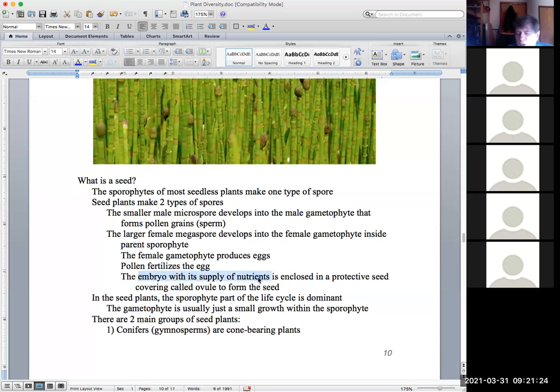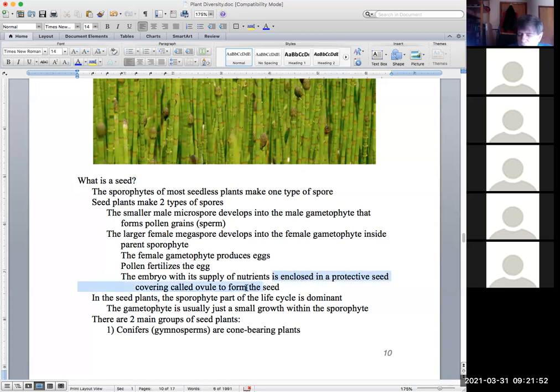Once the pollen fertilizes the egg, we have an embryo. Around the embryo, we have a supply of nutrients. Remember, this is a plant, so when the seed germinates and starts to grow, it's probably not going to be able to photosynthesize immediately. So these nutrients are so that that little baby plant has something to grow and to use for aerobic cell respiration until it can start photosynthesizing on its own.